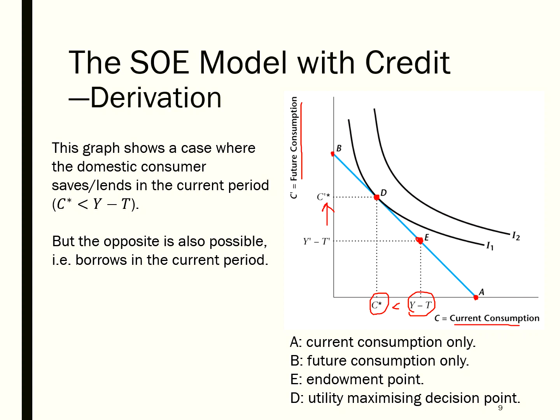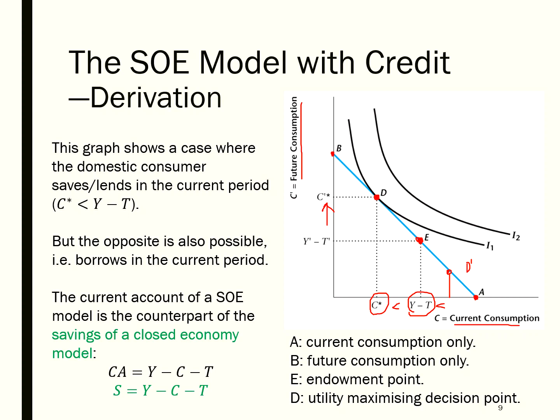So the current account of a small open economy is the counterpart of the savings of a closed economy model. But these savings are now national savings rather than individual savings. To see this, you can rewrite the output market clearing condition, so CA is expressed in terms of Y minus C minus G. And in the closed economy model, savings is defined as output minus consumption minus G. So savings is basically the current account in the open economy.